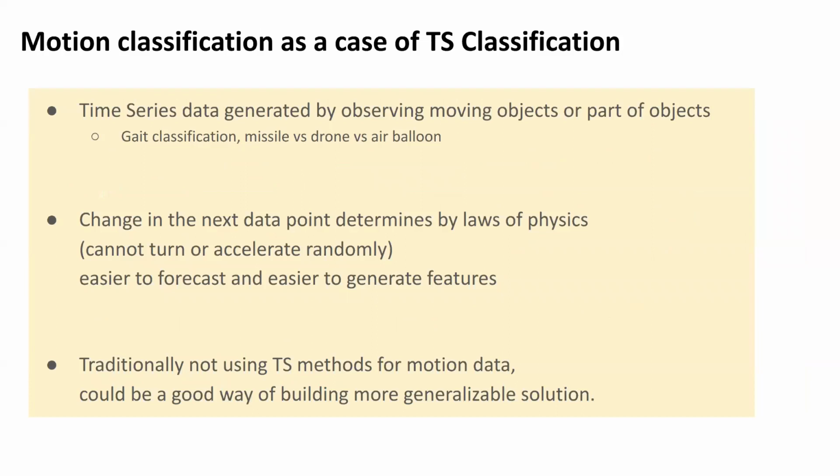Traditionally, people don't use time series methods. Instead, they generate physics-based features: position, velocity, rate of turn, maximum and minimum velocity. But I'm trying to see if that can be done using generic time series feature generation.